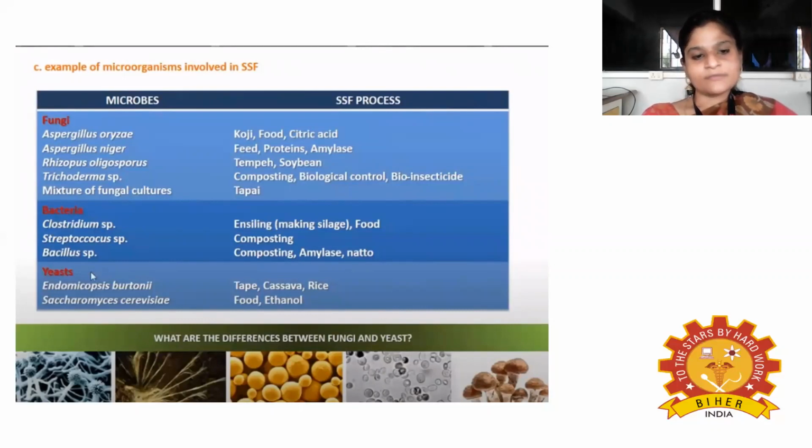Okay, we spoke about microorganisms here. So we have concluded that fungi is going to be the best option for your solid state fermentation process. So what are the differences between fungi and yeast? One major difference that you can tell is that yeasts are unicellular and fungi are multicellular. You can majorly find some differences in their structure. So this is a major difference between yeast and fungi, and that's why fungi is said to be good for this solid state fermentation process.